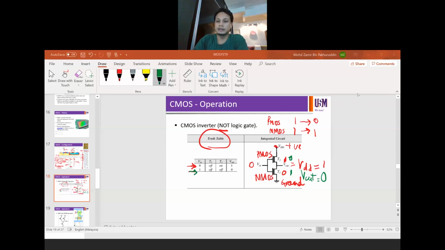Okay, is it clear? Quite straightforward, right? Is it okay? The basic rule that you have to understand is that a PMOS will flip the input. Sorry, PMOS, it will flip the input. NMOS, it will follow the input. So for a PMOS, if you input 1, you're going to have 0 as the output. NMOS, if you input 1, you're going to have 1 as your output. Okay? So then you can just do the on-off thing, and then you're going to have your output voltage.